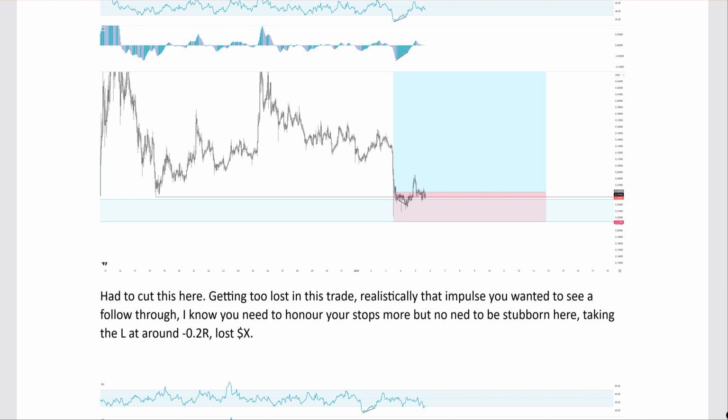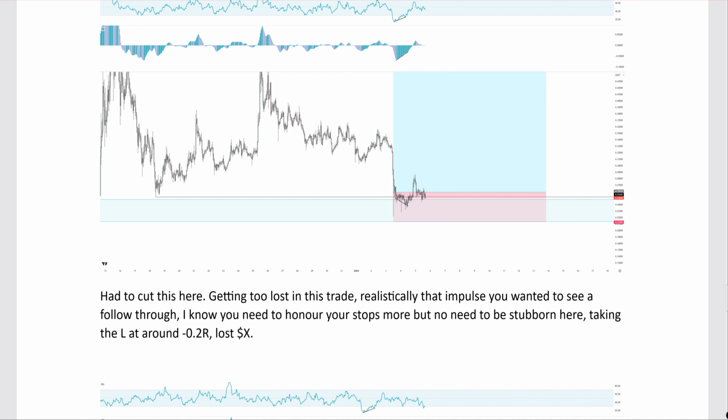So had to cut this here. Getting too lost in this trade. Realistically, that impulse, you wanted to see a follow through. I know you need to honor your stops more, but no need to be stubborn here. Taking the L at around minus 0.2 R. Lost X dollars. Okay, so you can see the trade didn't go to plan.